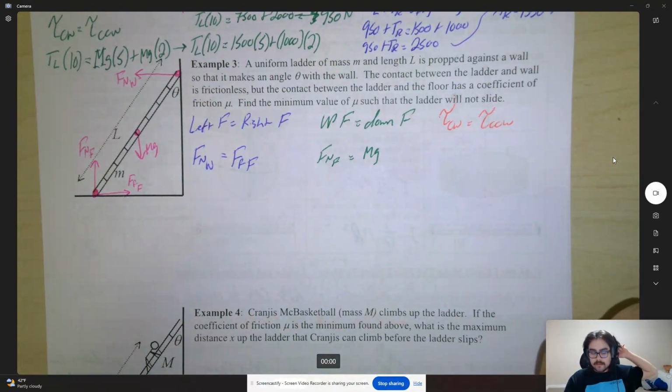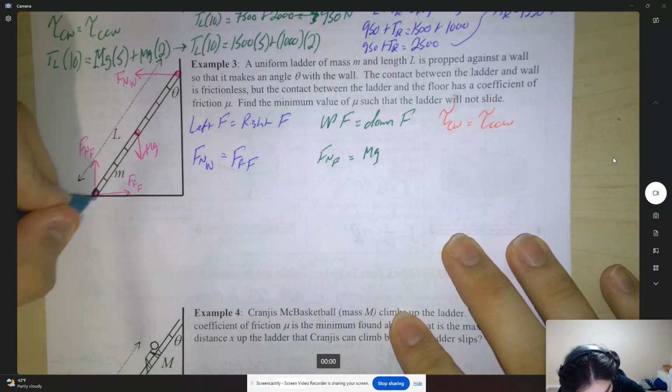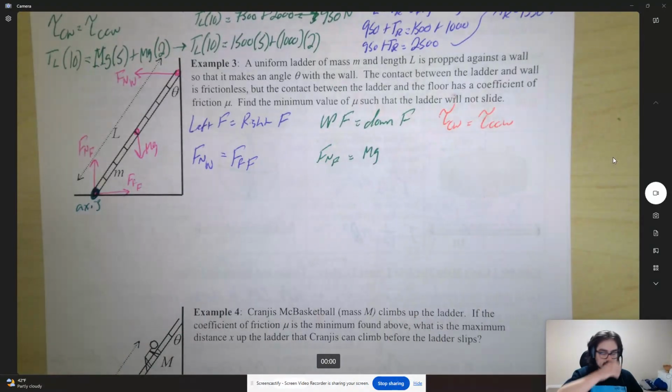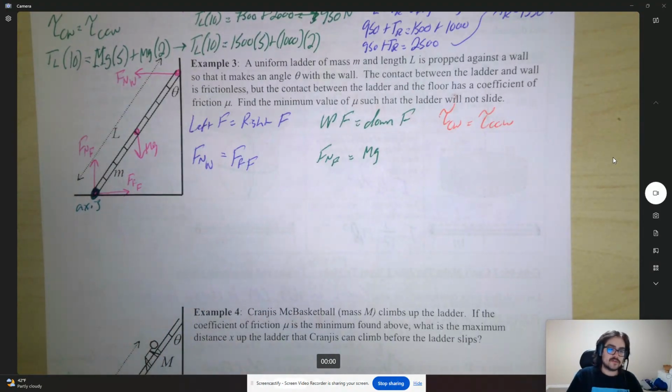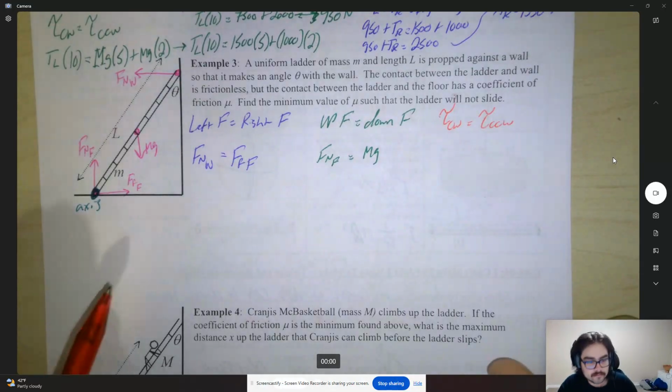So what I'm going to do is pick a good pivot point, and that axis I'm going to make just right here at the floor. This is my axis right here. I'm going to make that my axis because that makes my life easier. I can actually knock out these two forces. If I do it on the wall, I can only knock out one force, and you don't really want to do that.